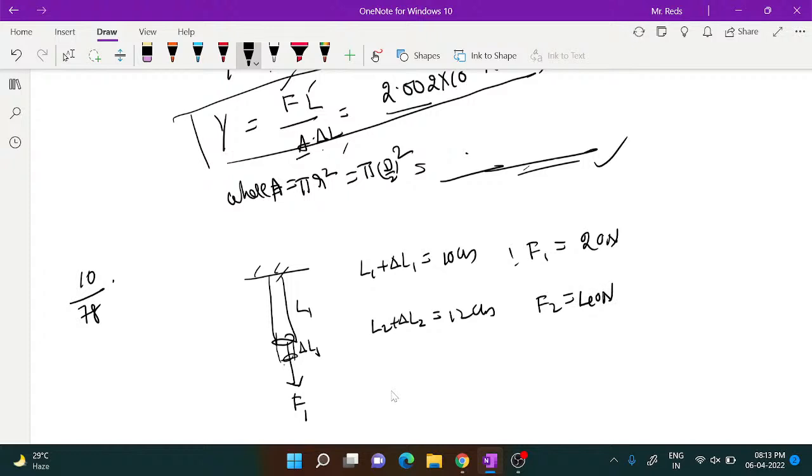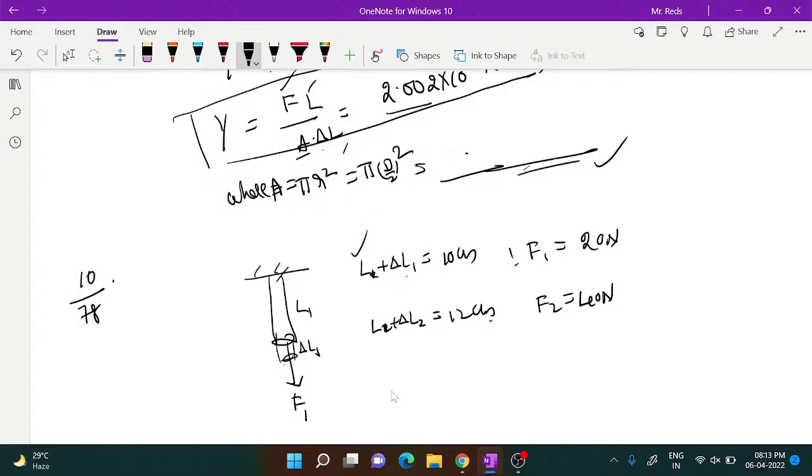Oh, same wire only. So the initial length is same. L, L1, L2 are same. L plus delta L1 is this, L plus delta L2 is this. That's delta L1 when this force acts, delta L2 when this force acts. We don't know what we're asked to find. What is the original length, or natural length, is the question.